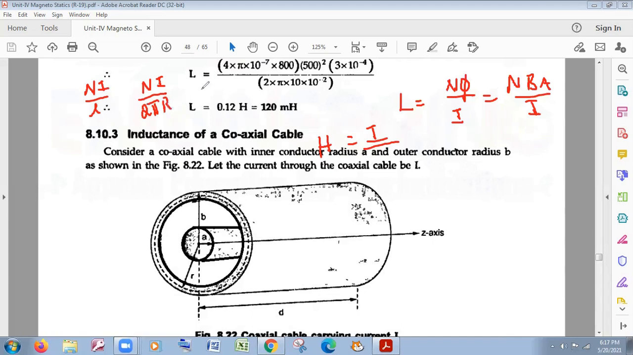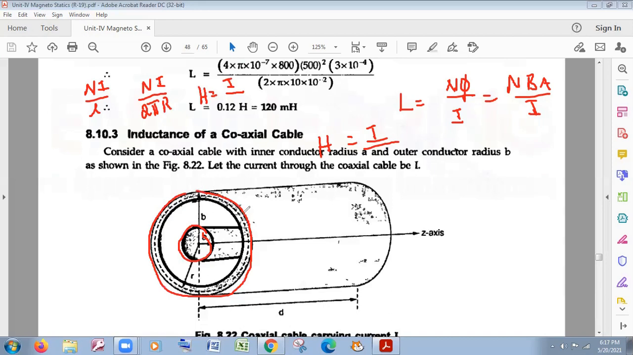Okay, now for the coaxial cable, there is no number of turns, so n is equal to 1 here, and H is I by 2 pi r, with the radius there. Consider a coaxial cable with inner conductor of radius a and outer conductor of radius b.